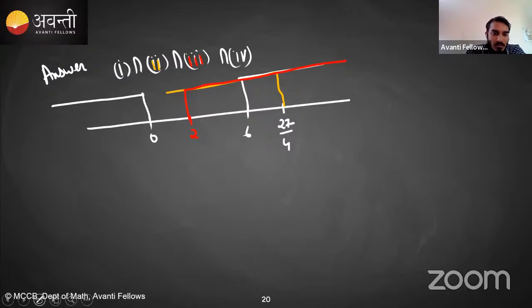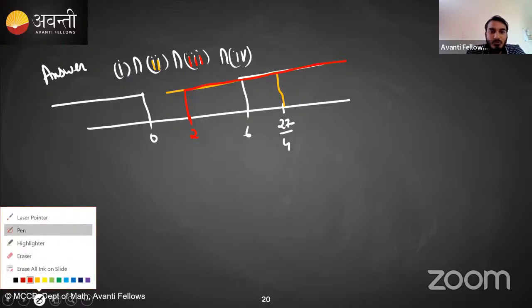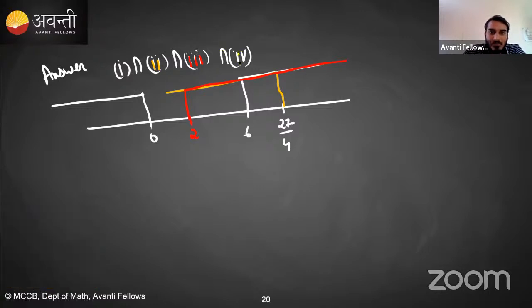Now, the fourth one is saying that k should be between 2 and 9. So let me do the fourth with yellow. K should be between 2 and 9. So this is 2, 9.